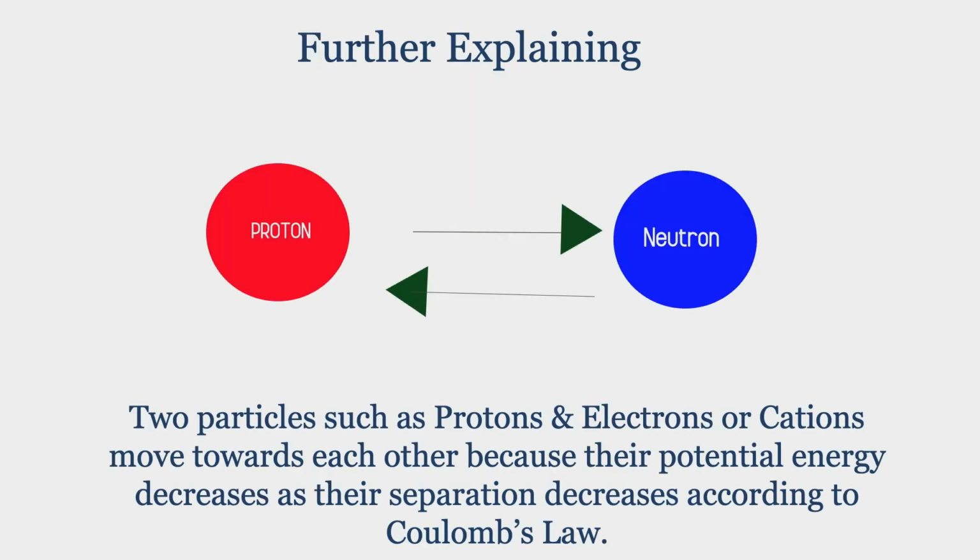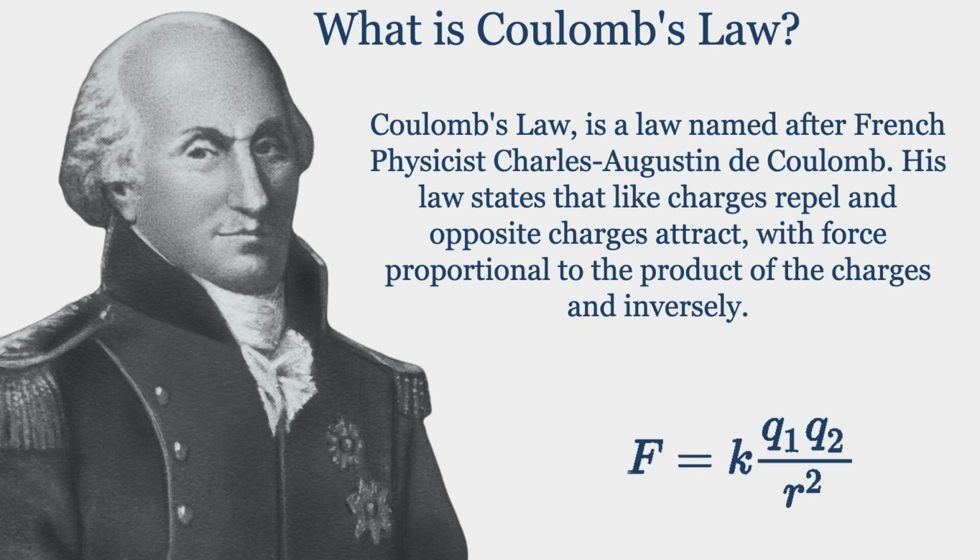Taking a deeper dive, when you have two opposite particles such as protons and electrons, or cations and anions, each particle moves towards each other because their potential energy decreases as their separation decreases, according to Coulomb's law. What is Coulomb's law, you may ask? First, we must begin with who is Coulomb himself.